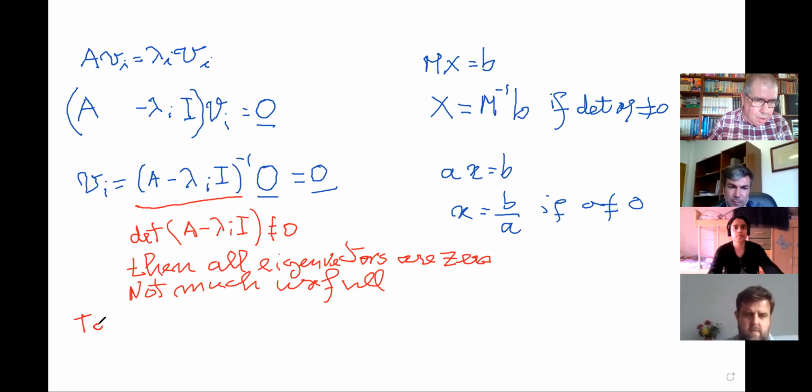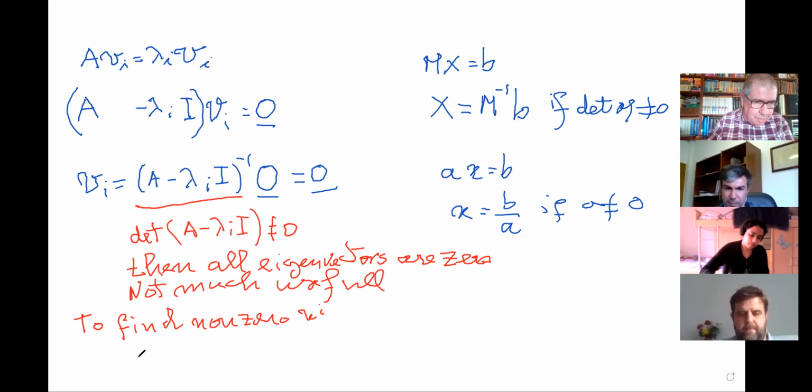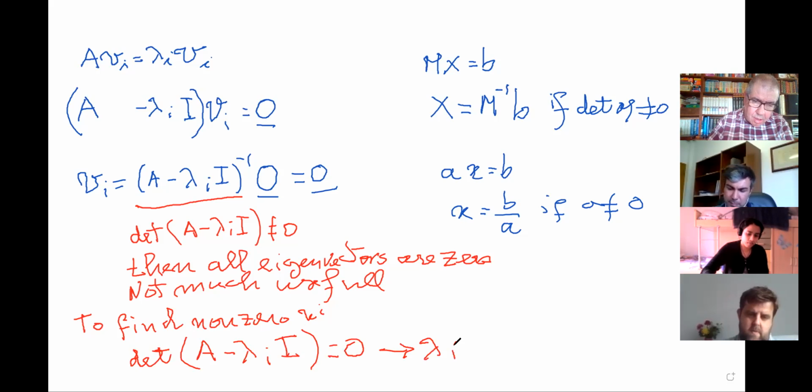Okay. So to find non-zero Vi, you impose that the determinant of A minus lambda I is equal to 0, and you get the lambda I. Okay? And this is a polynomial equation in lambda I. We are going to see examples in a moment. Now, you get the eigenvalues from this equation. You get the lambda I, you plug it there, and then you have non-zero solutions.